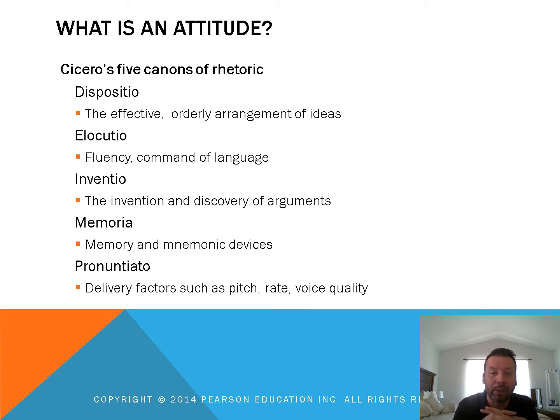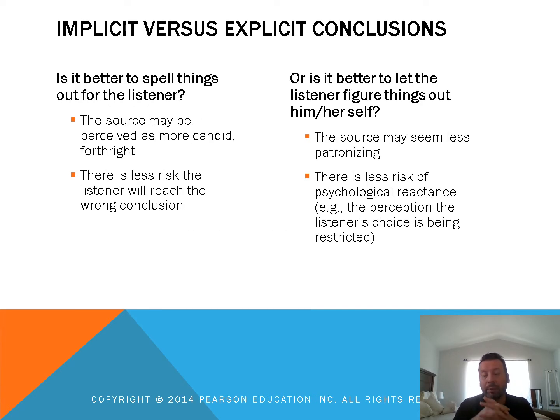And then you have memoria, which is the memory and mnemonic devices, right? This is when we start talking about the different jingles that people remember, or the things that people remember out of the entire message. And then you have pronuntiatio, which is the delivery factor, such as pitch, rate, voice quality. This is when you start getting into the excitement, the energy of rhetoric.